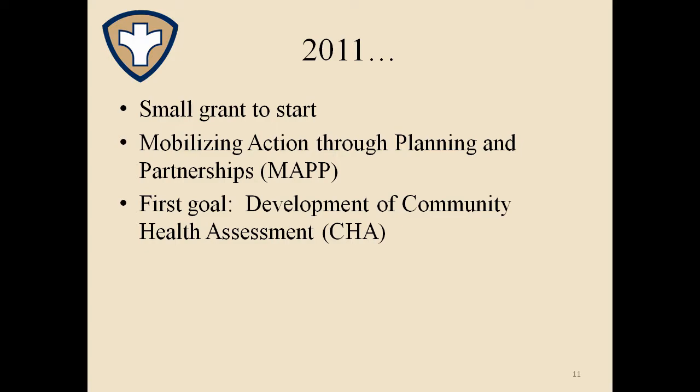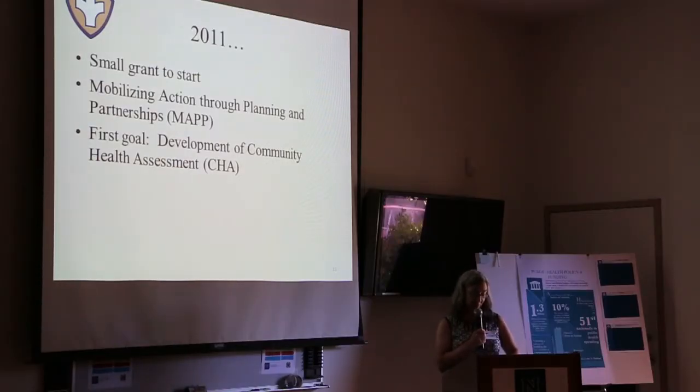To be done well, they need to be developed through a structured process. A number of proven models exist for developing CHAs and CHIPs, and in 2011, as Dr. Iser mentioned, the Mobilizing Action through Planning and Partnerships, or MAP process, was selected. The first element to be developed by using the MAP process was the Community Health Assessment, or CHA.